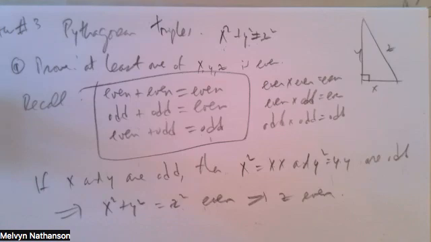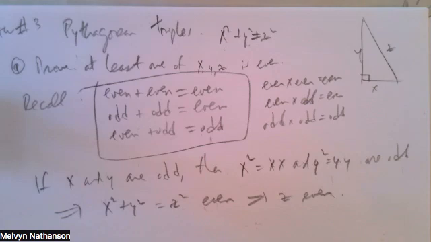Question about this? I was going to ask, since we're talking about a Pythagorean triple, these are like lengths of the sides of a triangle, correct? So these are just numbers.